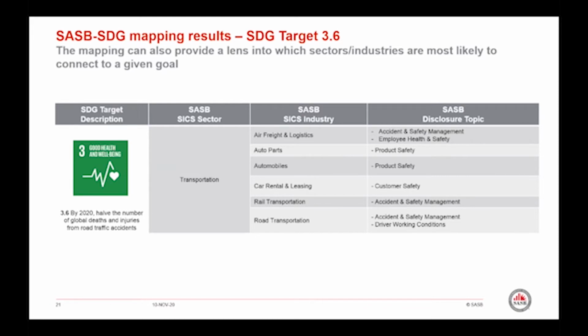For, say, automobile and auto parts, we're looking at product safety, right? These are manufacturing companies and assembling companies that put together the cars that may impact or connect with SDG 3.6 via these operations and product safety in particular. But in the context of these other industries that are more service oriented, the connection is not necessarily on the product side, but actually is found in how they manage accident and safety considerations in their day-to-day operations.